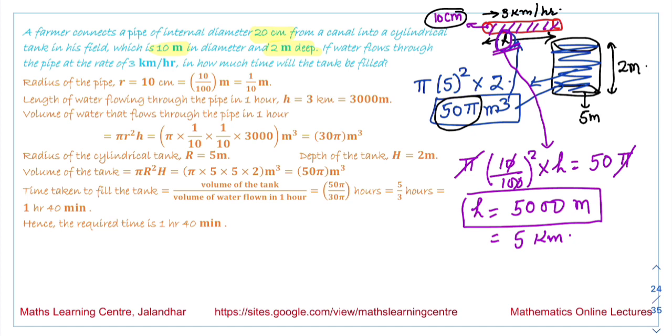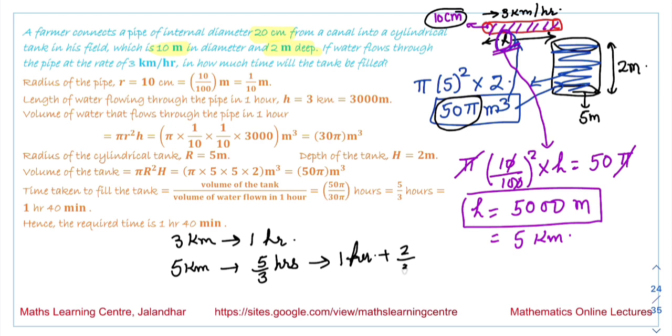Now the speed of the water is given to be that in 1 hour it is moving 3 kilometer of distance. We want to calculate the time in which 5 kilometer of distance will be traveled, that is 5 by 3 hours. 5 by 3 hours we can write as 1 whole 1 hour plus 2 by 3 hours. Why are we saying this? We are writing 5 by 3 as 1 whole 2 by 3.